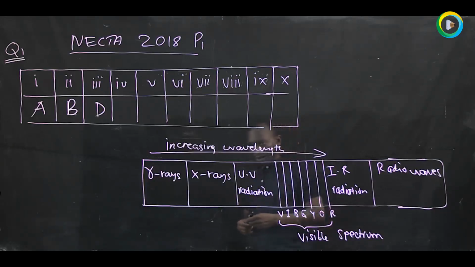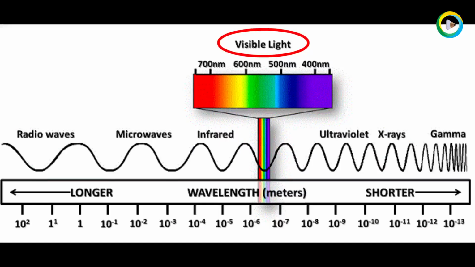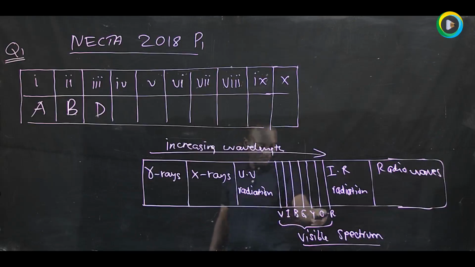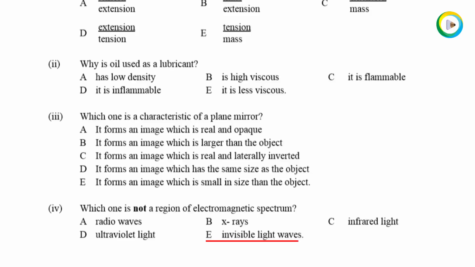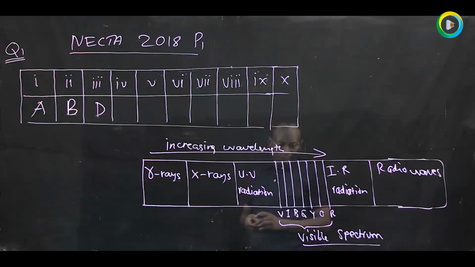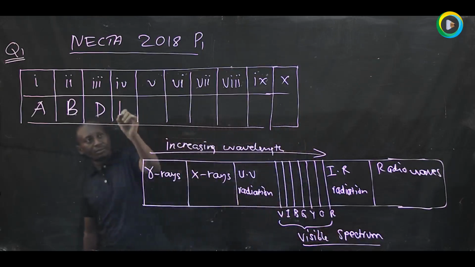There is nothing called invisible light wave. We have a visible spectrum. The visible spectrum is a visible light wave, which consists of 7 different colors of the white light: violet, indigo, blue, green, yellow, orange, and red. So our answer there should be E, invisible light waves. Invisible light waves is not a region of the electromagnetic spectrum, because in the electromagnetic spectrum we have visible light waves. It is the visible part of the electromagnetic spectrum. So, which one is not a region of the electromagnetic spectrum is invisible light waves. E.